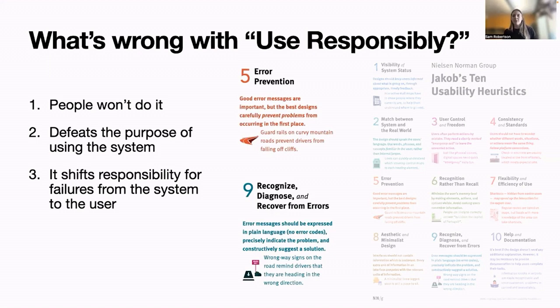So the first is number 5, error prevention. And this one says, good error messages are important, but the best designs carefully prevent problems from occurring in the first place. And the second is number 9, which is that we should help users recognize, diagnose, and recover from errors. And they say that error messages should be expressed in plain language, precisely indicate the problem. And I think this one's really important when it comes to generative AI systems. We should be constructively suggesting a solution. And so I think it's pretty clear that just kind of having fine print that says, watch out, is not really meeting these principles that we know through decades of developing computational systems are really important for good usability.